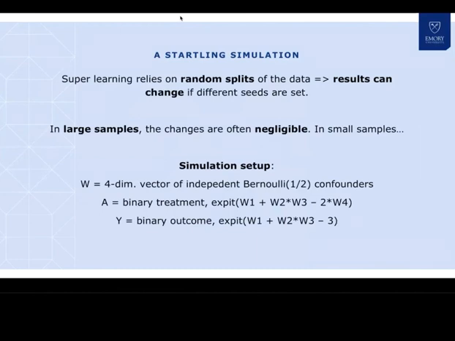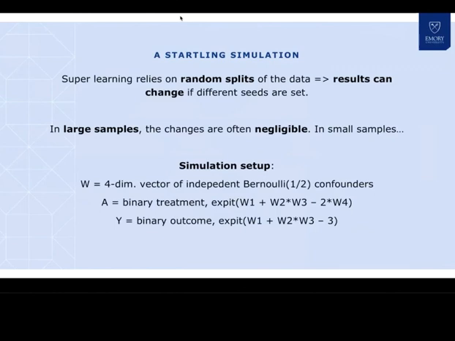This is really a small sample issue. In large samples, things are going to be pretty stable, and changes are going to be negligible. The algorithms start to settle down. If you have 10,000 observations, it doesn't matter which 8,000 of them you use to fit an algorithm. The algorithm looks about the same. But in small samples, things can look quite different.